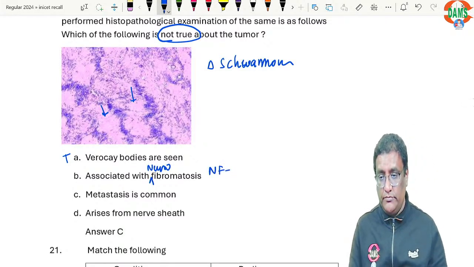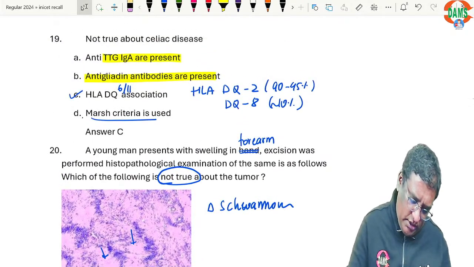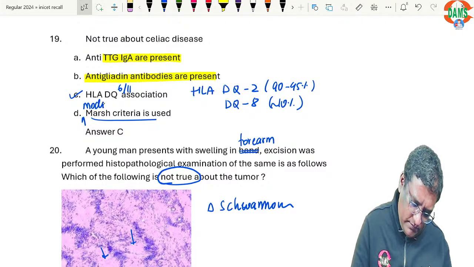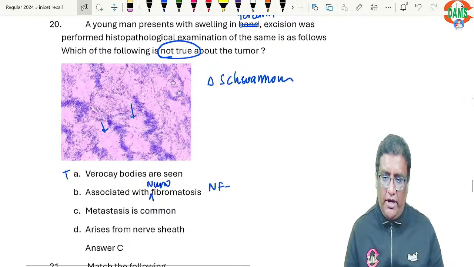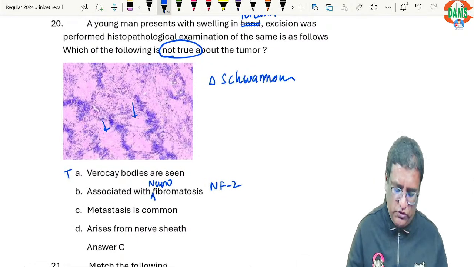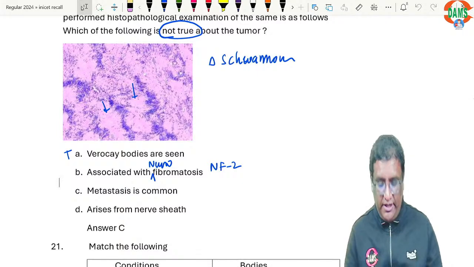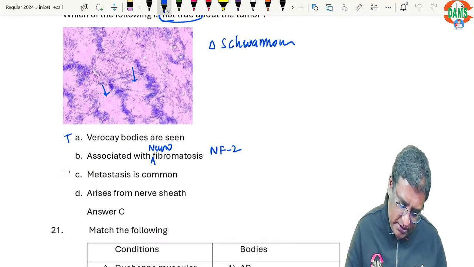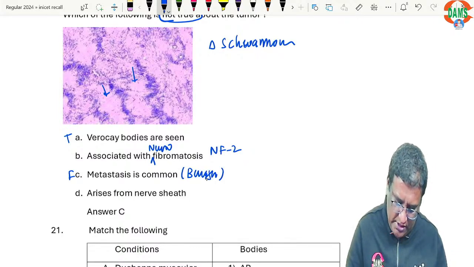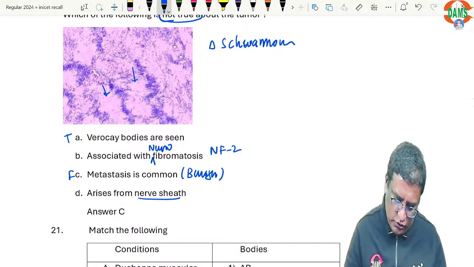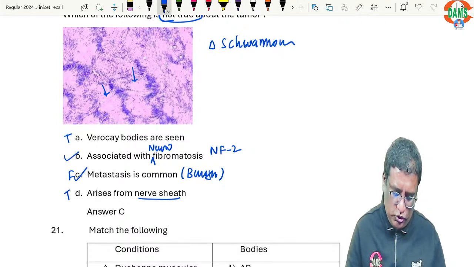Yes, guys. Okay, modified Marsh. Yes, we are now using modified Marsh. That is also correct. Nothing wrong with that. Okay, tell me, NF1 or NF2 association? NF2 association. NF2 will have schwannomas and meningiomas, right? Then metastasis is common. This is a false statement. It is a benign tumor. No metastasis happens. Arises from nerve sheath. That is also true. So the answer is option C. B is also true then in this case.